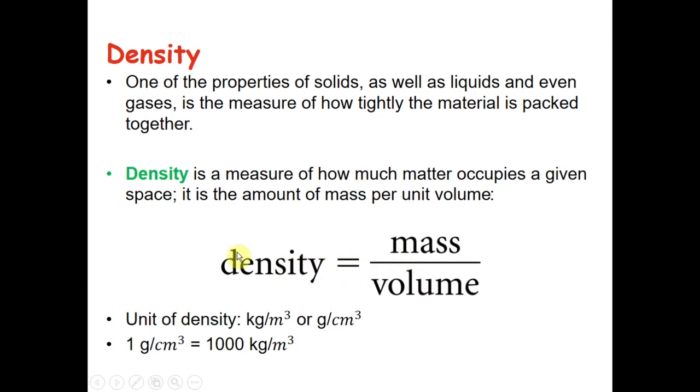Now you can check the units of density easily by looking at the equation. Mass is measured in kilograms or grams, and volume we measure in meter cubed or centimeter cubed. So there are two units we could use, either kilogram per meter cubed or gram per centimeter cubed. To relate the two units easily, we say that 1 gram per centimeter cubed is equivalent to 1,000 kilograms per meter cubed.